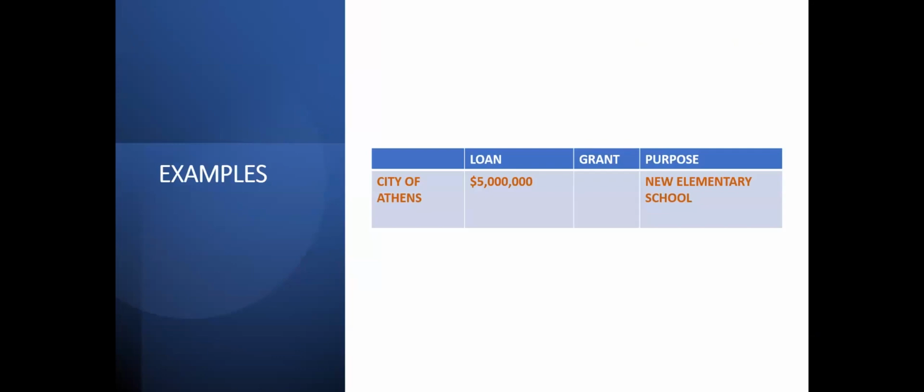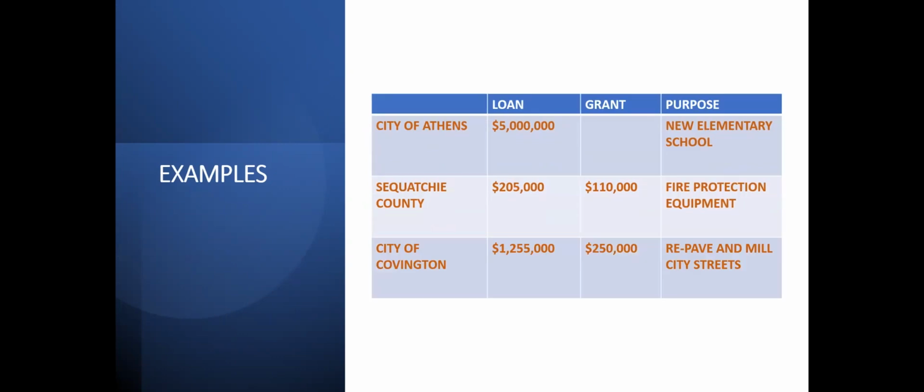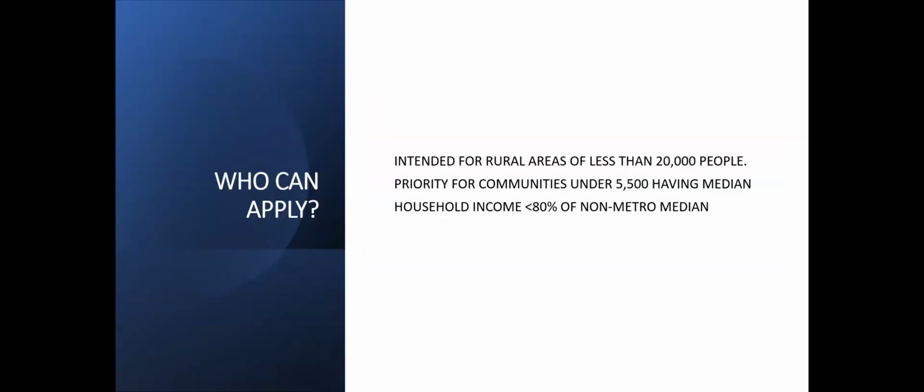I put together a few examples from Tennessee of communities that have received funds from this program. So you see, for example, that the city of Athens got a loan to build a new elementary school. Sequatchie County got a combination loan and grant to get some fire protection equipment. City of Covington got a partial loan and grant to repave and mill 11 streets in Covington. So you see, there's just a wide variety of things you can do with the funds that you can receive through this program.